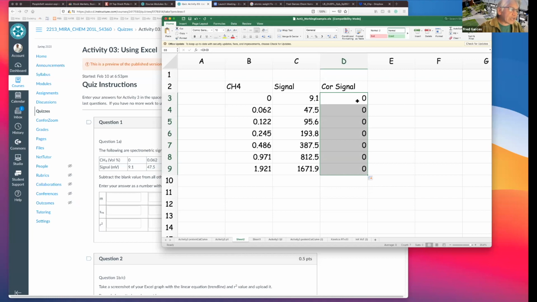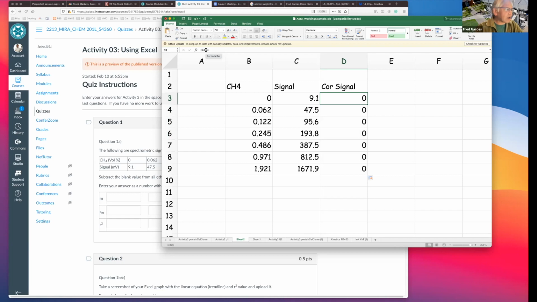What I need to do is make sure that I take 47.5 and subtract 9.1. I get 95.6 and subtract 9.1. I get 193.8 and subtract 9.1. And how do I do that? I go back to that equation, and I make sure that I fix the second C3 to its position. And the way I do that is I put a $ sign.